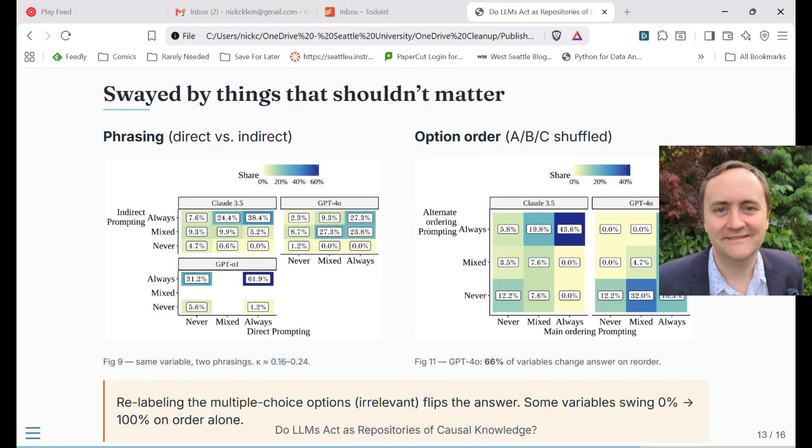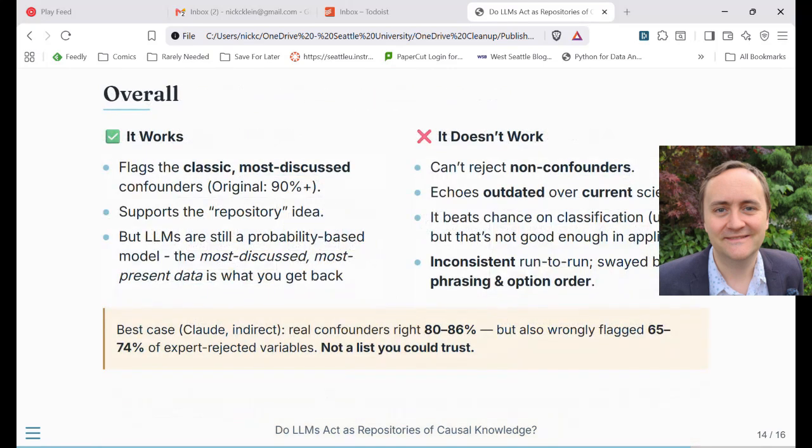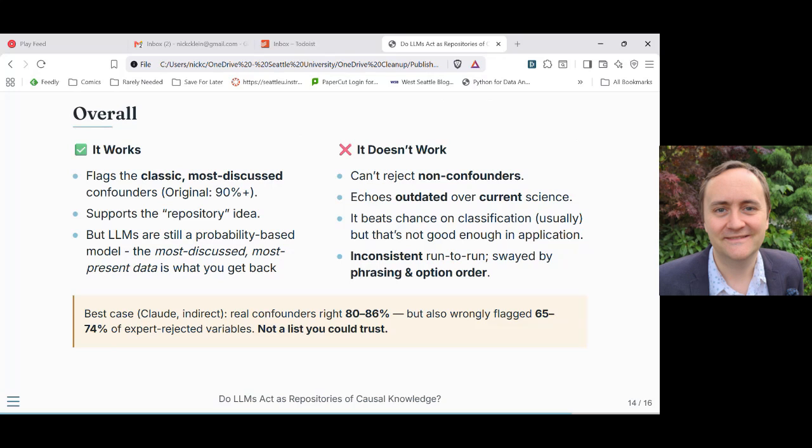So overall, some things work. It's very good at flagging those original classic 1980 confounders, which sort of supports the repository idea, right?